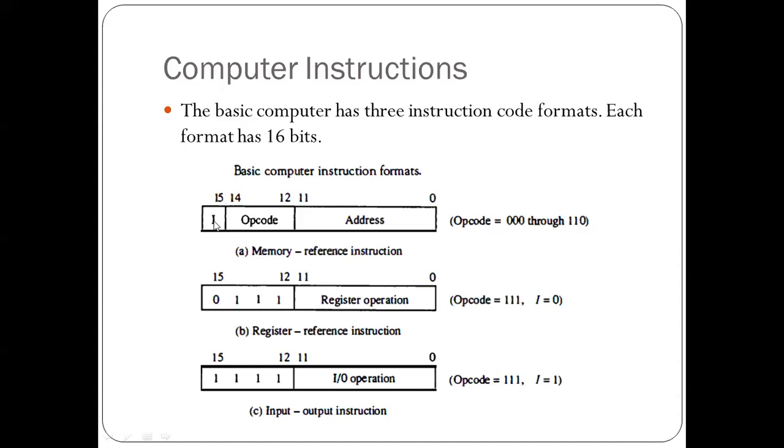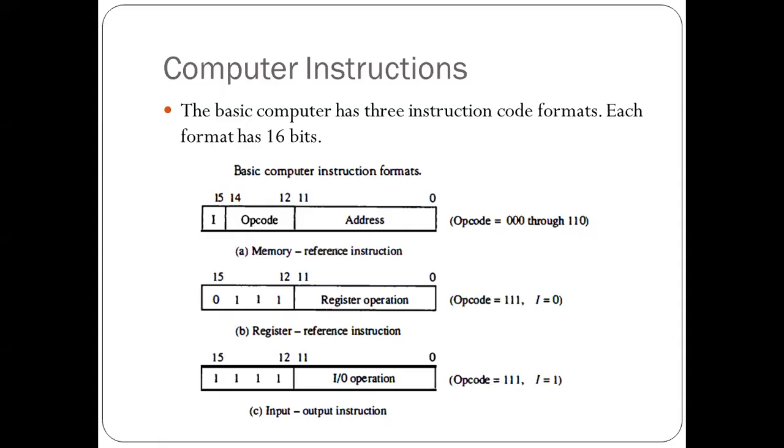And I is nothing but the mode control bit. This specifies the addressing mode, whether the 12 bits are a direct address or an indirect address. If the opcode bits 12, 13, 14 are all ones, then the most significant bit is responsible for distinguishing the type of instruction between register and IO operation. If this most significant bit is 0, it is register; if 1, it is IO operation.